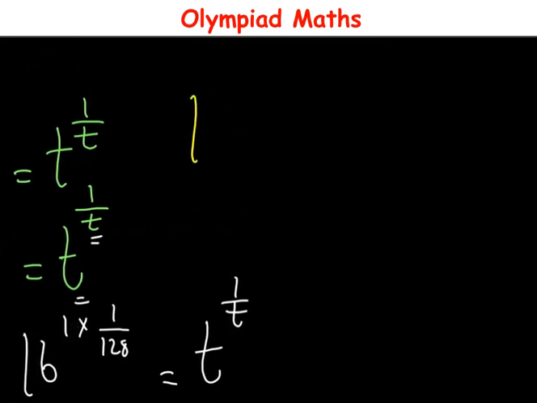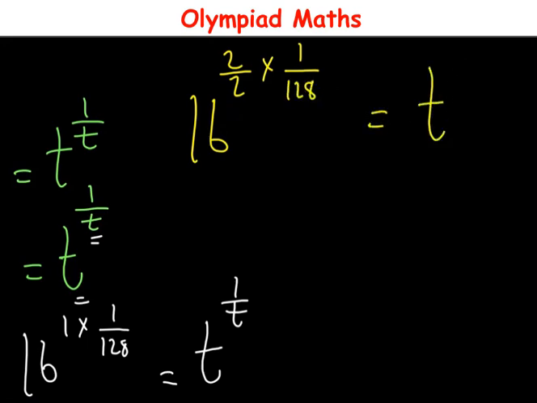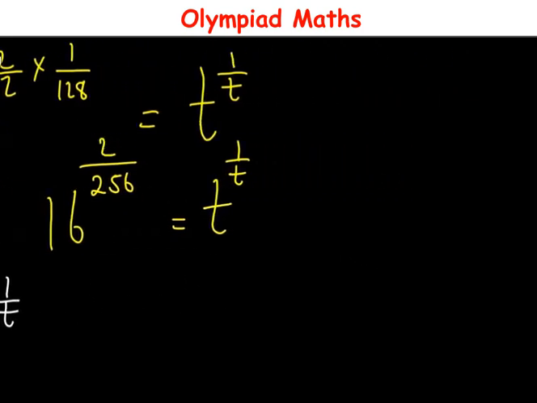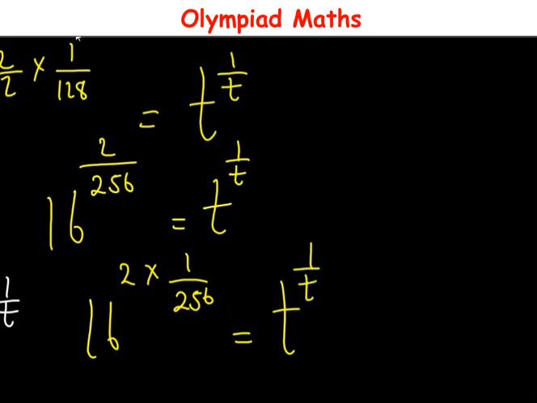Now with this, we can replace 1 with 2 over 2. This becomes 16 raised to power 2 over 2 times 1 over 128 is equal to t raised to power 1 over t. Now from here, we have 16 raised to power 2 times 1 is 2, over 2 times 128 is 256, is equal to t raised to power 1 over t. Now from here, factorizing out power 2, you're going to have 16 raised to power 2 times 1 over 256 is equal to t raised to power 1 over t.